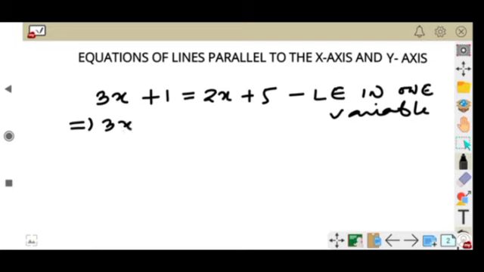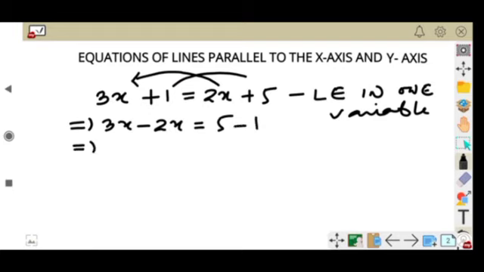3x, let me bring this 2x to the left hand side, so minus 2x, equal to 5. Let me move this 1 to the other side, so now it becomes minus 1. So what happened? This x equals what? Now it becomes 4. If you are asked to draw the graph of this equation, how shall we draw?